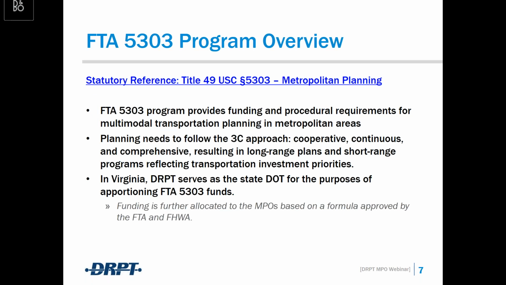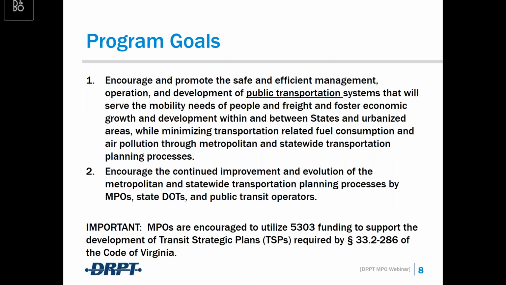All right. So again, just a quick overview of the 5303 program. It provides funding and associated requirements for multimodal transportation planning in metropolitan areas. One of these requirements is that the planning process needs to utilize a 3C approach, which all of you should be familiar with. That's a cooperative, continuous, and comprehensive approach, resulting in long-range plans and short-range programs reflecting transportation investment priorities. In Virginia, DRPT serves as the state DOT for the purposes of apportioning FTA 5303 funds, and funding is allocated to the MPOs from DRPT based on a formula that is approved by FTA and FHWA.